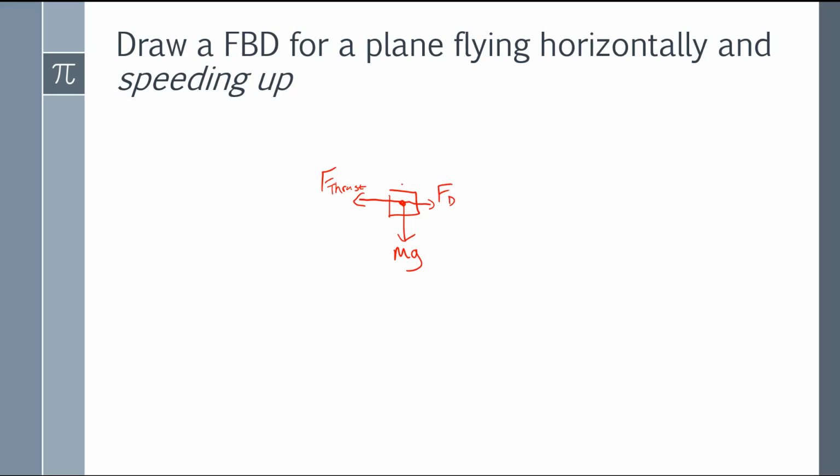Drag is going to be slowing it down, and since it's speeding up, thrust has to be bigger than drag. And why doesn't the plane fall to the ground? How can it fly? It needs to cancel out gravity, so there's going to be a lift force. The velocity is to the left. The acceleration is to the left.